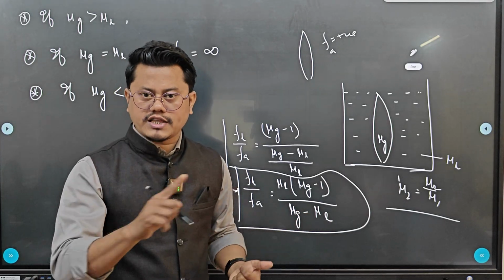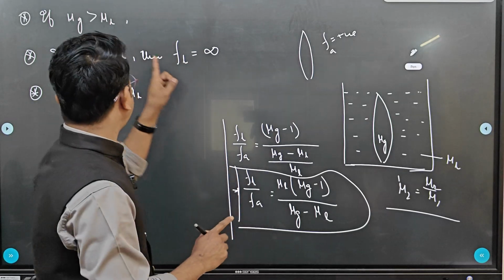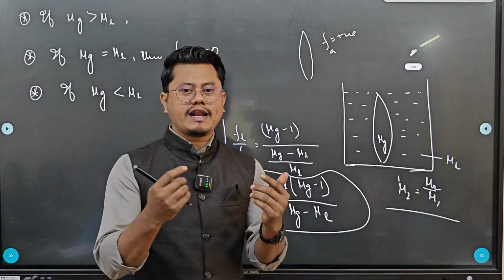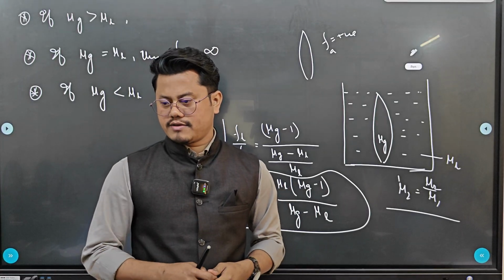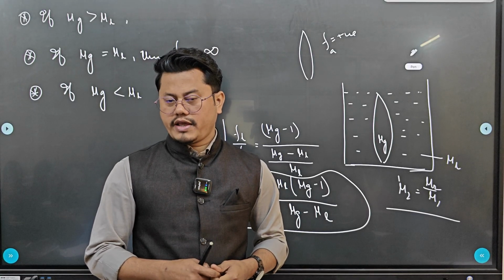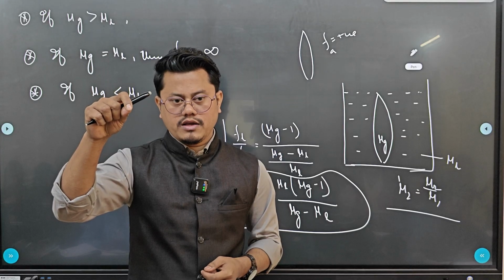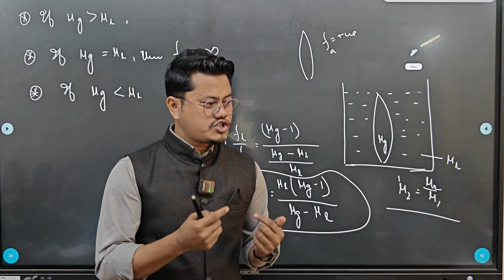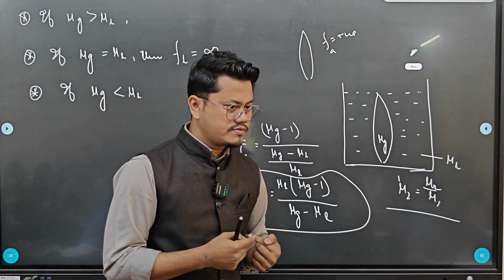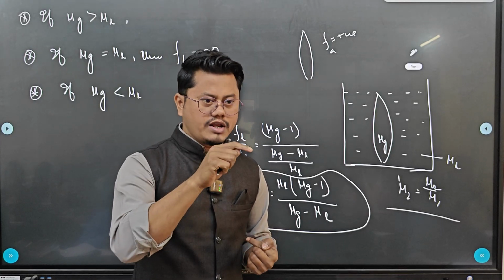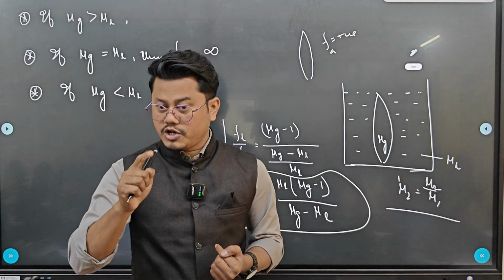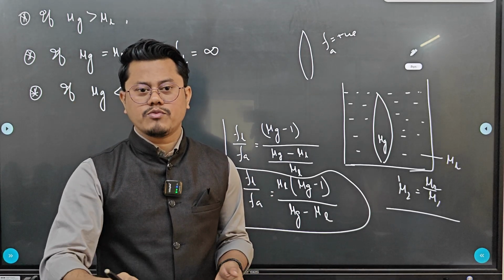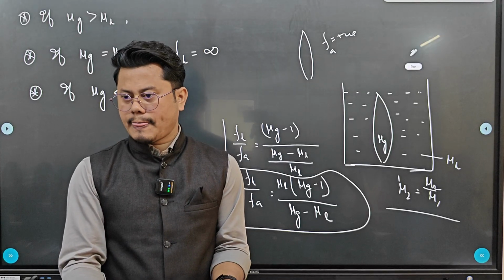Fl automatically becomes negative here if I consider mu g less than mu l. What does it indicate? Focal length becoming negative. What does it mean? In air it was positive. As soon as it enters inside a liquid, it becomes negative. It is changing its nature. If in air it is positive, it was convex. But as soon as I immerse it inside a liquid, it becomes negative, meaning it is acting as a concave lens.